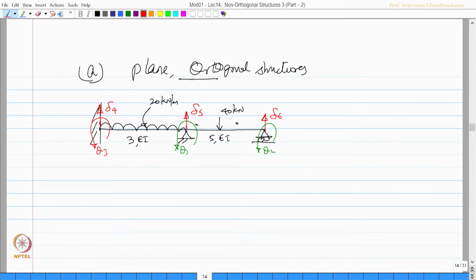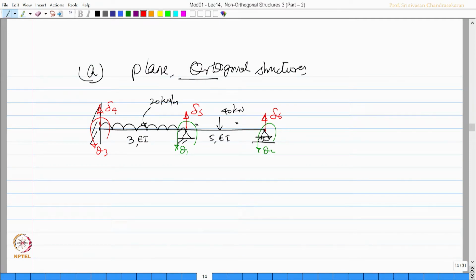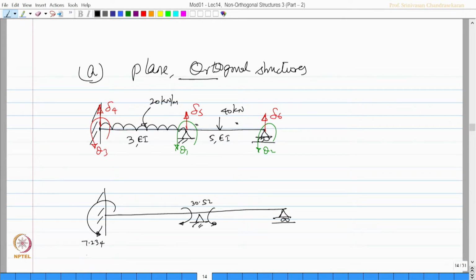Now, I want to show you how a computer program can help you to solve this problem. We already have the solution for this, which is, so this value was 7.234 and this is 30.52 and this reaction 22.234 and this reaction is 63.871 in total, and this value is 13.895. Okay, this is what we got.